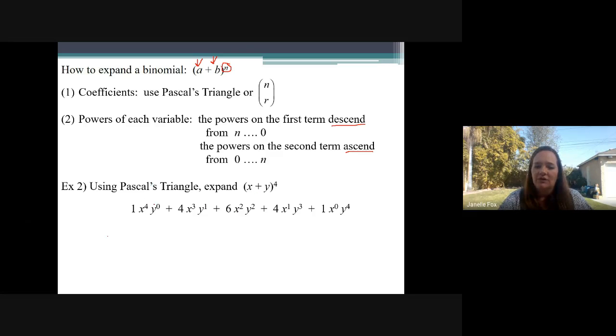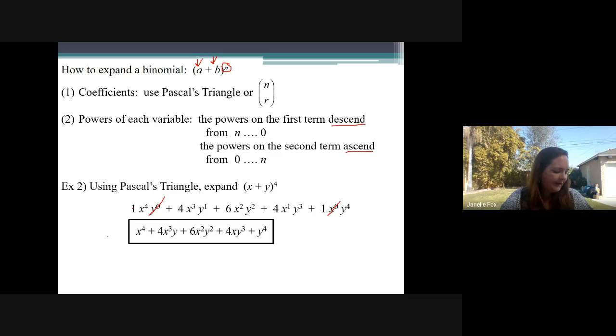So probably the only thing I would do is get rid of the terms to the 0 power. This one goes away, and then this one goes away. And then I usually don't write a coefficient of 1. So really, the best answer is x to the fourth plus 4x cubed y plus 6x squared y squared plus 4xy cubed plus y to the fourth, and that's our beautiful answer. Doesn't that look nice? Okay, let's do another one.